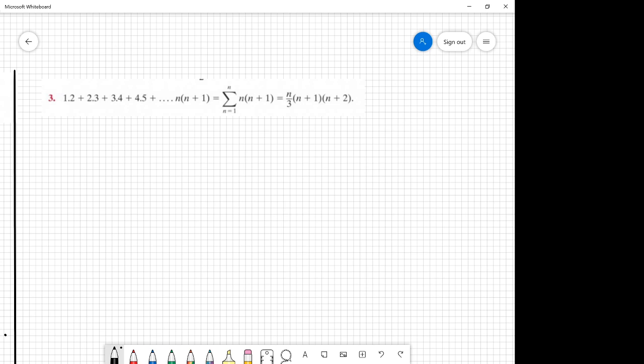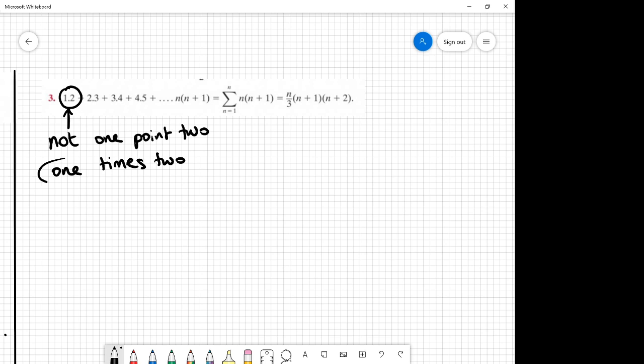So what's important here with question 3 is that these numbers here are not 1.2. The dot in between means 1 multiplied by 2, or 1 times 2. So it's 1 times 2 plus 2 times 3 plus 3 times 4 plus 4 times 5, etc. And it's given to us over here as the sum of all the n by n plus 1s.